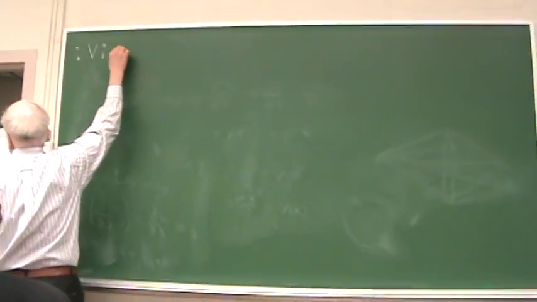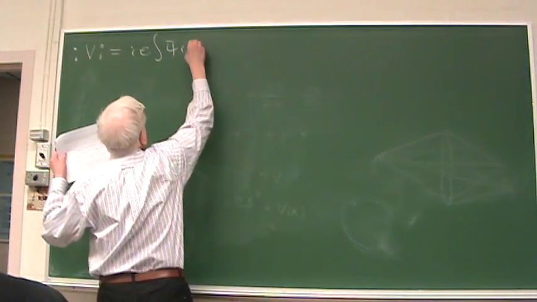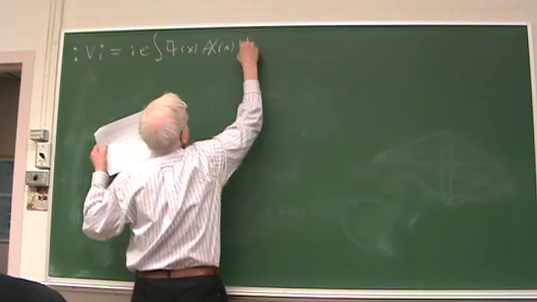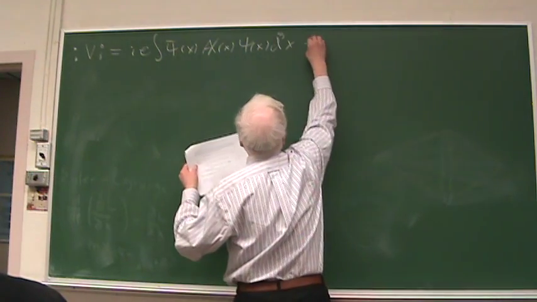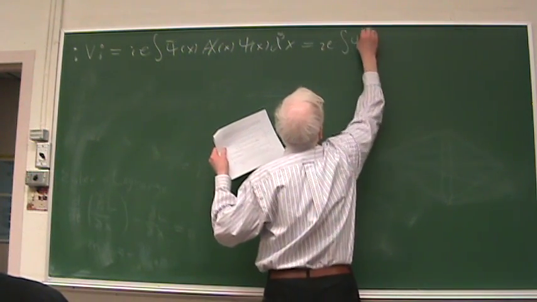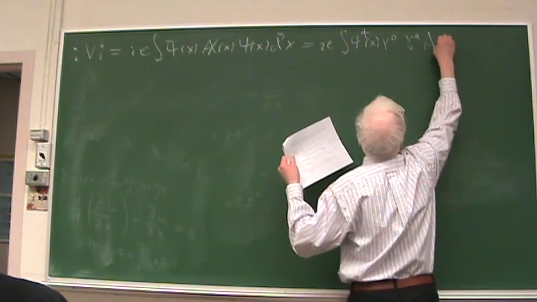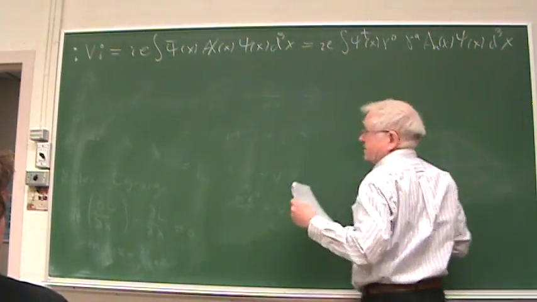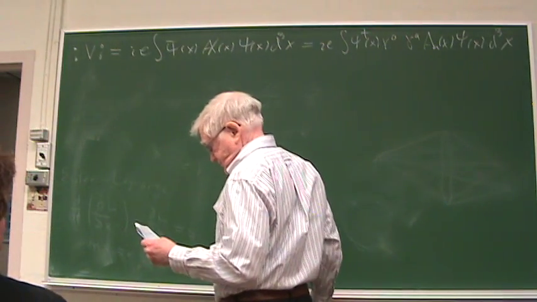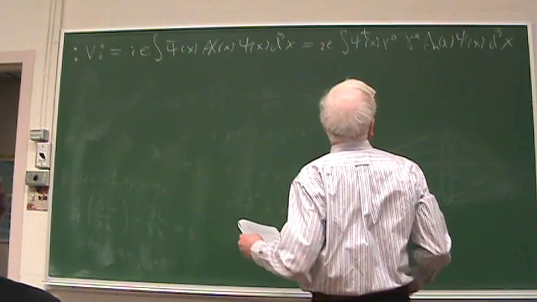So now we have the normally ordered interaction, and this is simply iE integral psi bar of x, A slash of x, psi of x, d^3x, or written more explicitly, iE integral psi dagger of x, gamma 0, gamma A_a of x, psi of x. Shouldn't it just be negative, since gamma bar is equal to i gamma dagger? Yes.